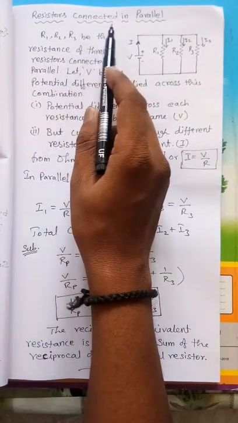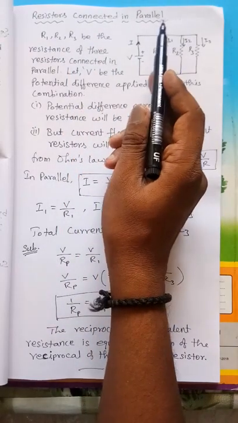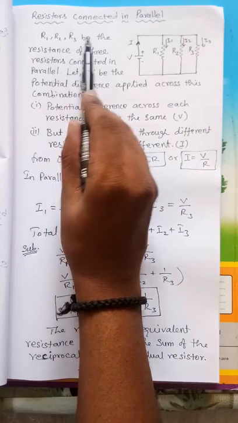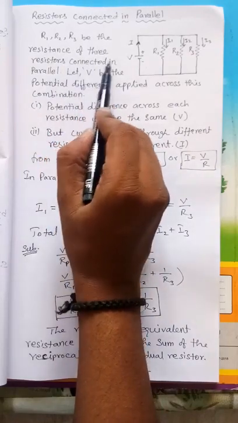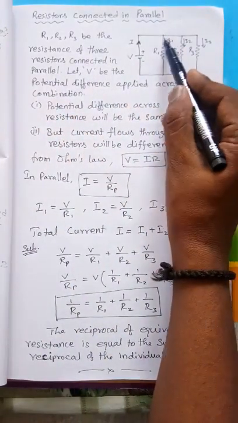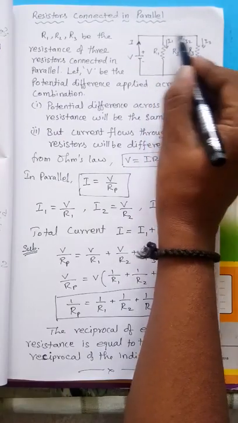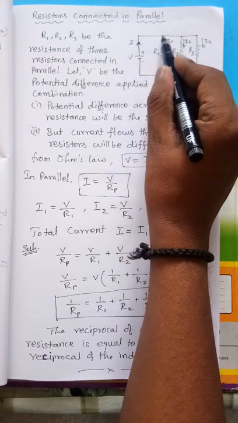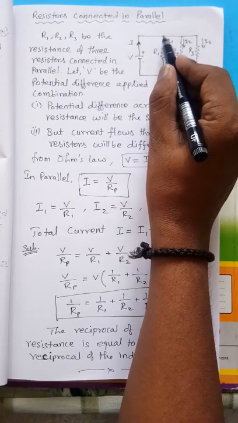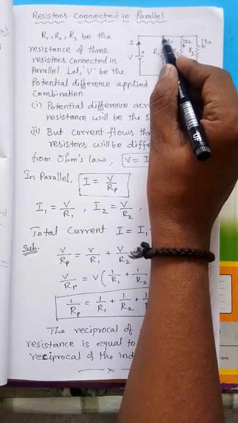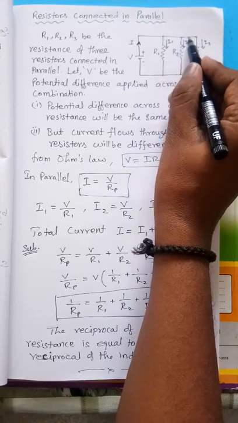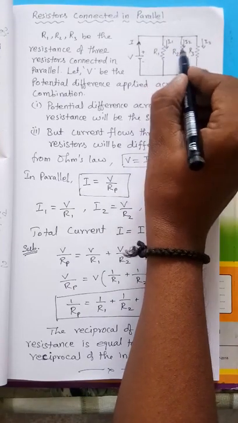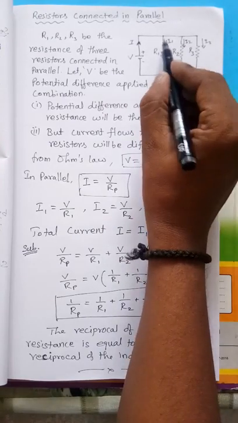next, resistors connected in parallel. 3 mark question. R1, R2, R3 are three resistors connected in parallel. Parallel means what? You see the current is split. It's a junction. When the current moves from positive to negative, up to here there is no change, but here the current splits two ways. Here also split, here also split. So when the current splits, the resistors are in parallel connection.